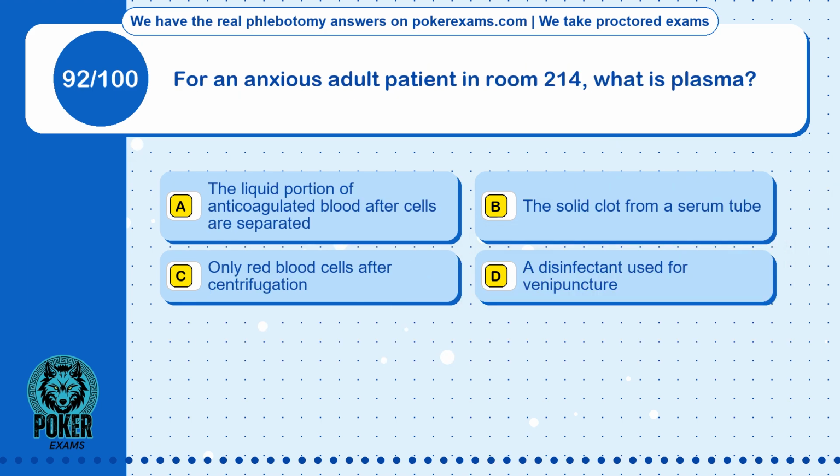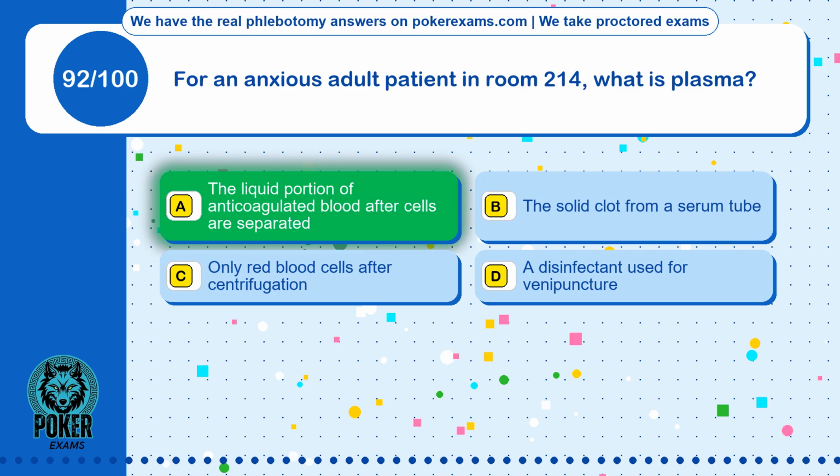Question 92. For an anxious adult patient in room 214, what is plasma? Option A. The liquid portion of anticoagulated blood after cells are separated. Option B. The solid clot from a serum tube. Option C. Only red blood cells after centrifugation. Option D. A disinfectant used for venipuncture.